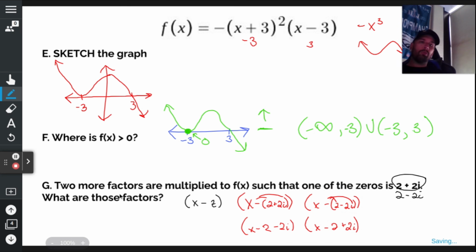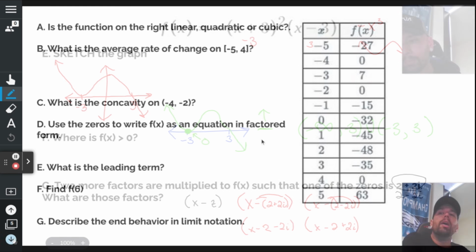And so those are 2 more factors based off of the fact that I have complex numbers. This is my new dance. It's called Why Did the Lights Go Out and Why Won't It Turn Back On? I'll be right back. And I'm back.